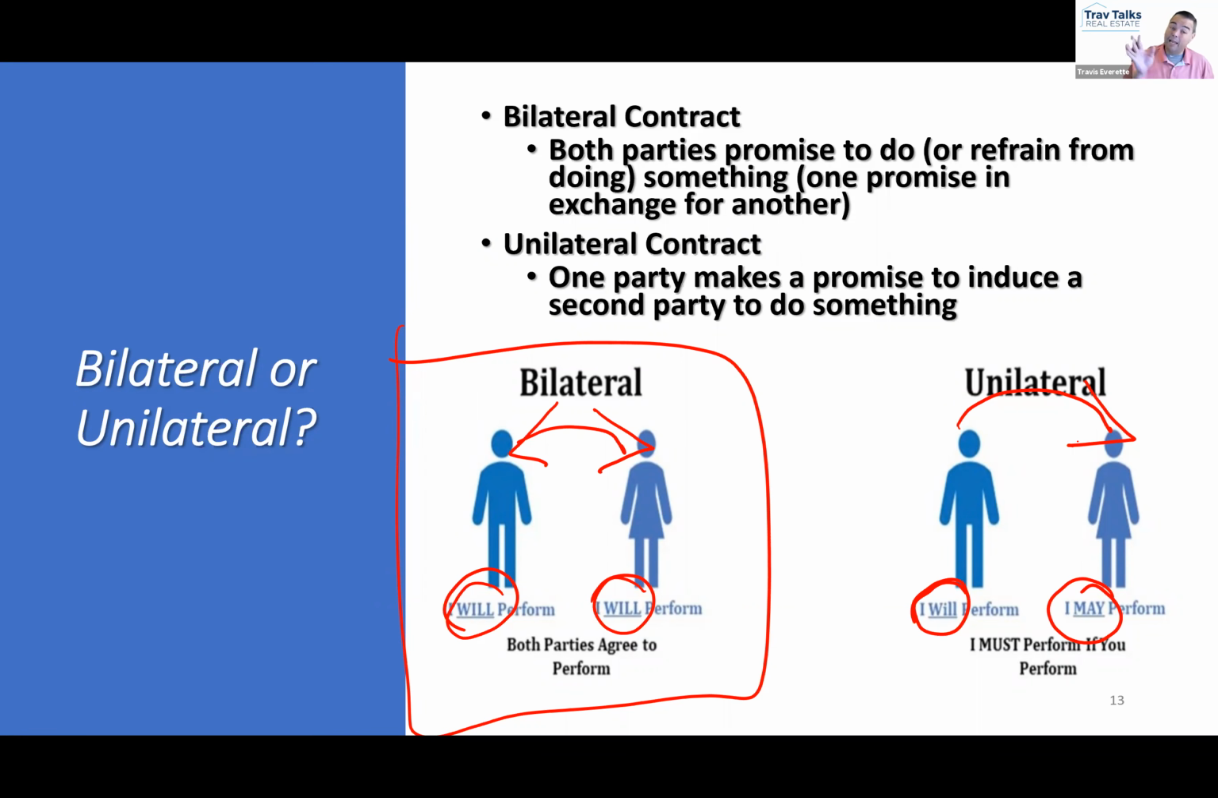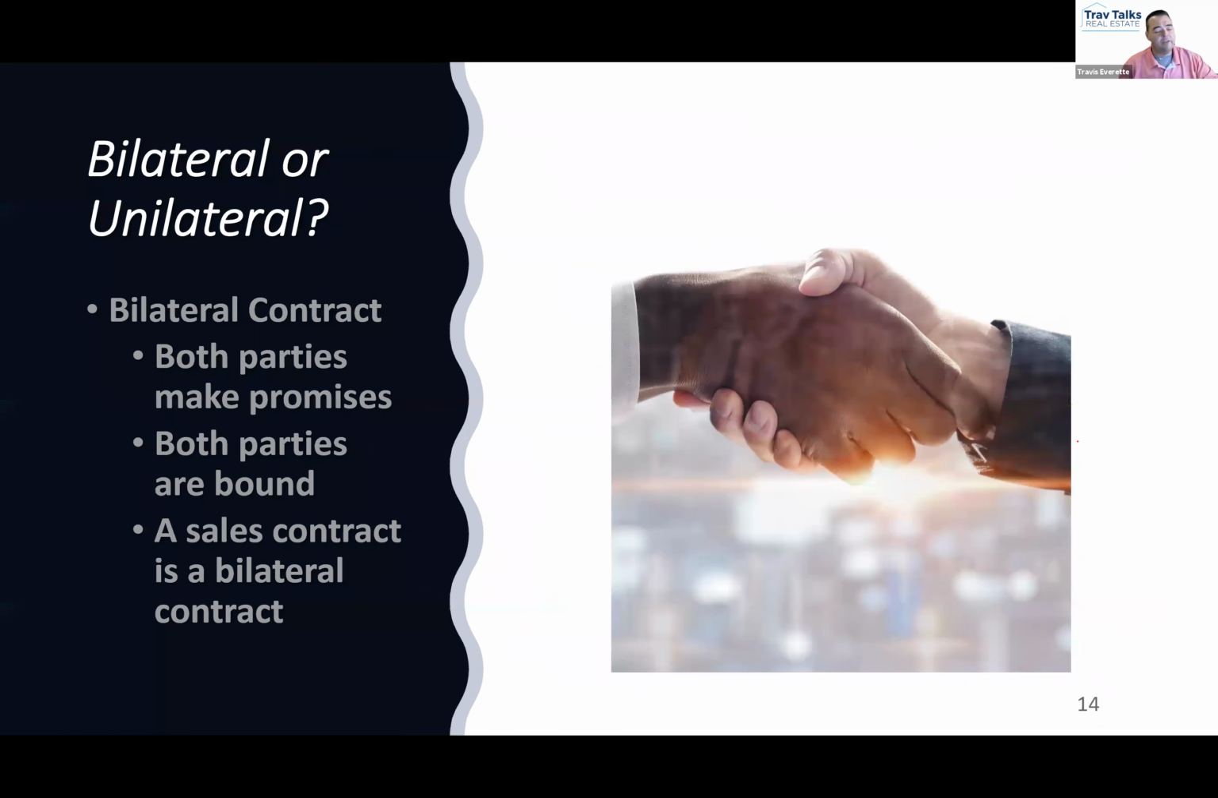Okay. A bilateral contract is a contract where the promises go in both directions. A unilateral contract is a contract where the promise only flows in one direction. So I want to give you some examples and we'll talk about it. When it's bilateral, I want you to think of a handshake. Both parties have shook on it and they've said, I promise I'll do this for you.